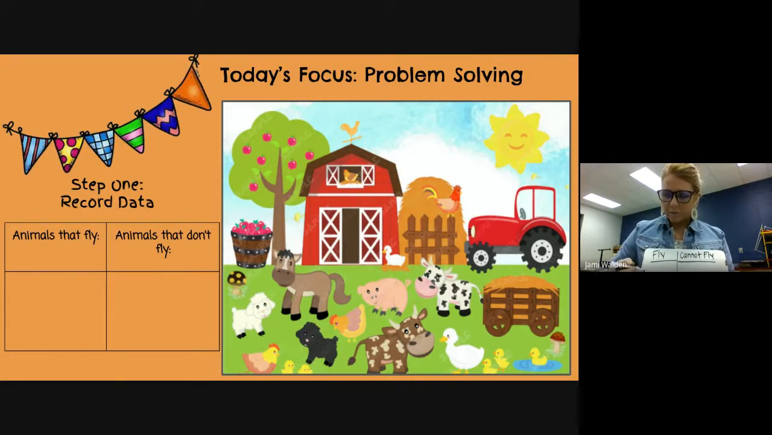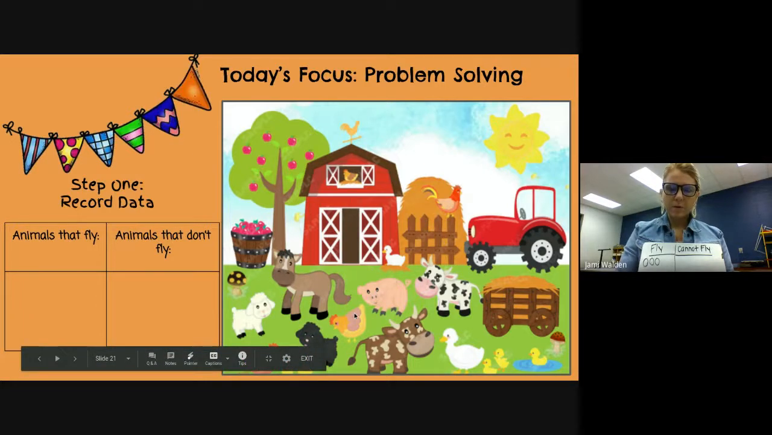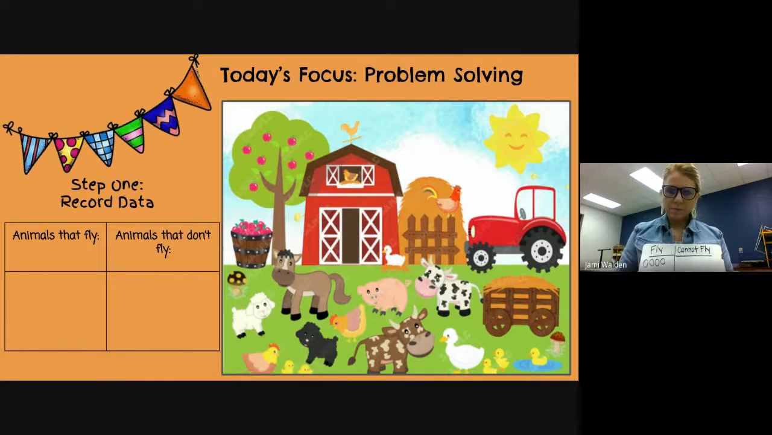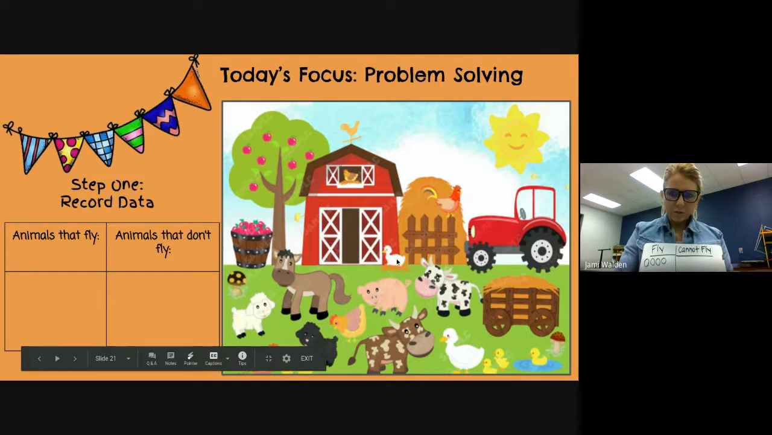I have my first animal that can fly. So I'm going to put a circle to represent that animal. Moving over, I have another one on the fence that can fly. Another circle for that animal. One down there in front of the barn. We're up to 3. Moving down a little bit, right here in the middle of my picture, I've got a flying animal. 4.